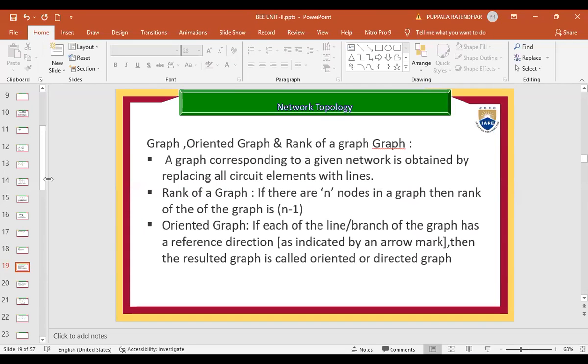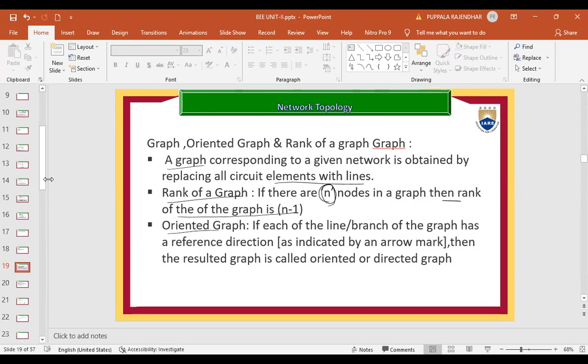So this is corresponding to a given network, which is obtained by replacing all the circuit elements with lines. We are calling it a graph. And rank of a graph: if you have n number of nodes, then rank of a graph will be n minus 1.